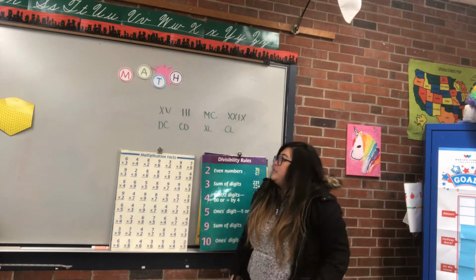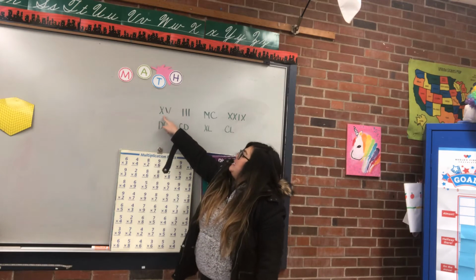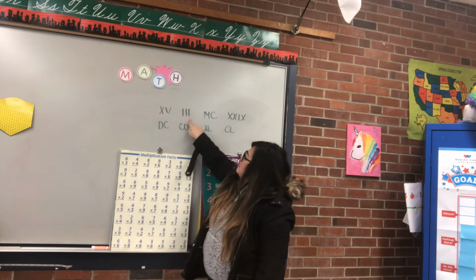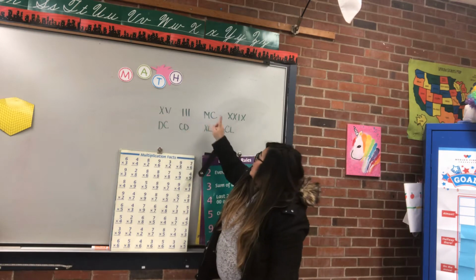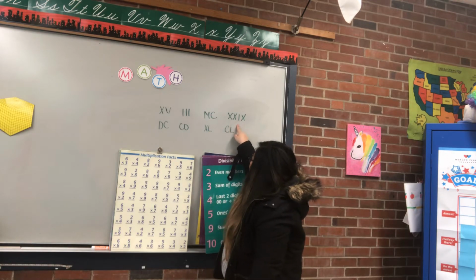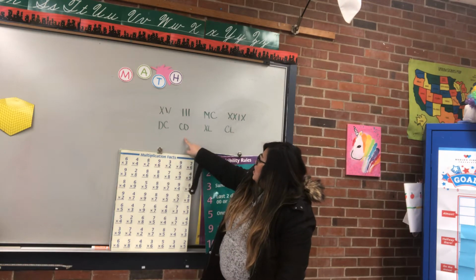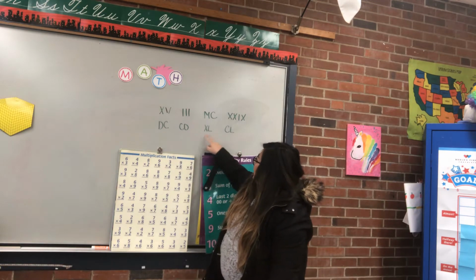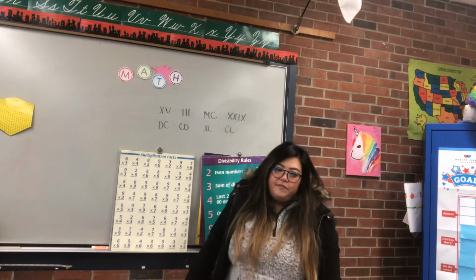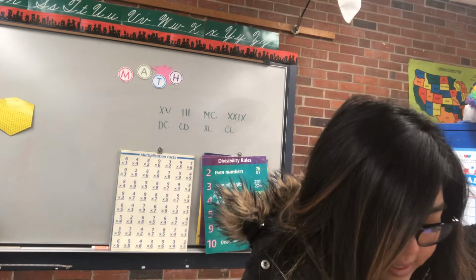What number do we have here with our Roman numerals? This is 15, 3, 1,100, 29, 600, 400, 40, 150. All right, let's go over some cards.